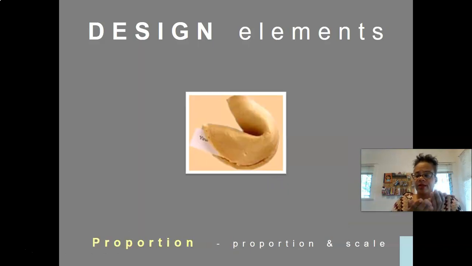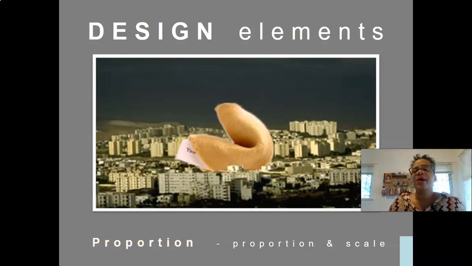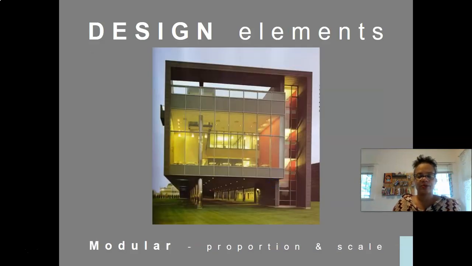So fortune cookie. We all know how big a fortune cookie is. Actually, I can hold it in one hand, break it, eat it, no big deal. We understand how big a fortune cookie is. But if I look at this image, I go, oh my word, that is a huge fortune cookie. The idea that we know how big the city is makes me understand now how large the fortune cookie is. So scale and proportion.